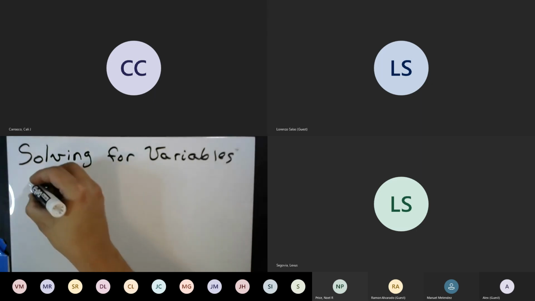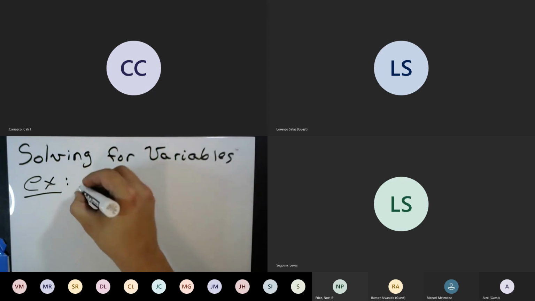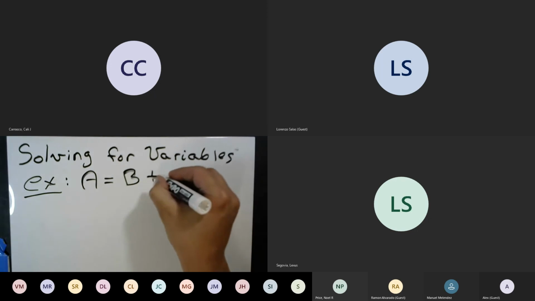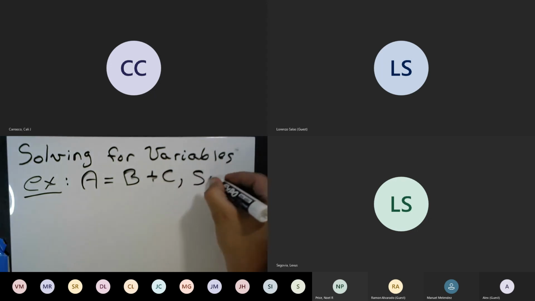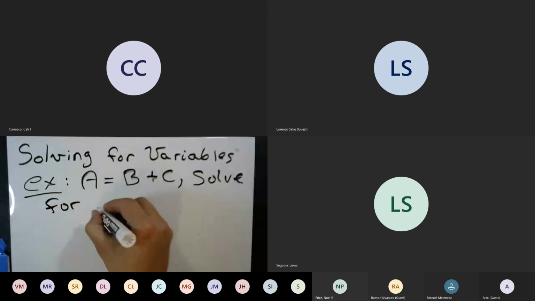So for example, let's say we're going to do this. A equals B plus C, solve for B. So what we're going to do, we're going to treat B like it's the only variable, and we're going to treat the other variables as if they're constants.